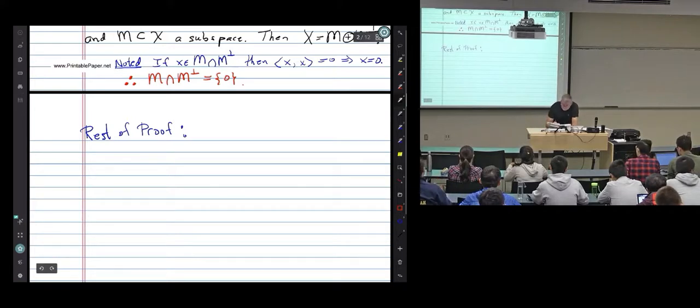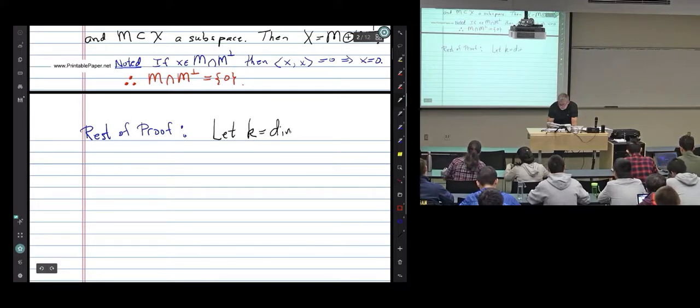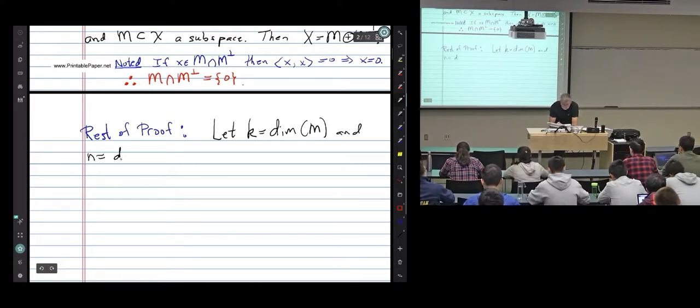So, let's let K equal the dimension of M and N equal the dimension of X.